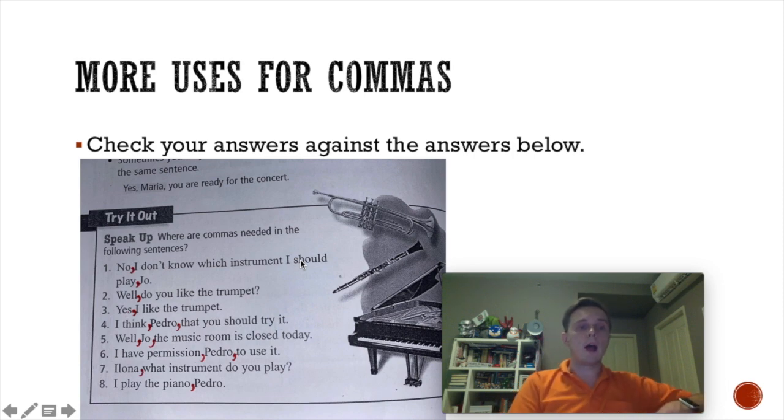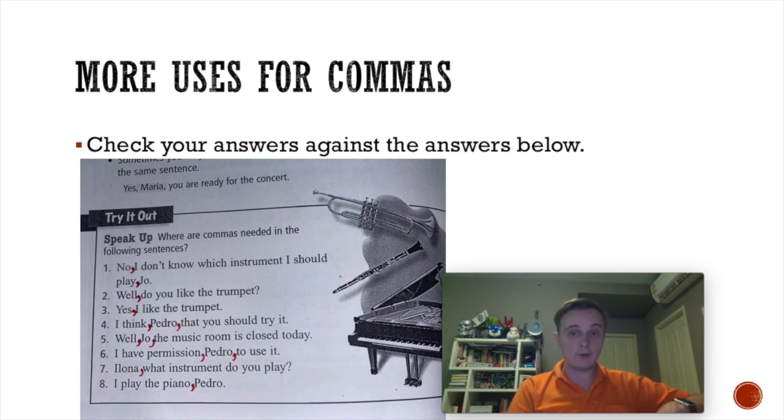Number 2, well, comma, do you like the trumpets? Number 3, yes, comma, I like the trumpets. Number 4, I think, comma, Pedro, comma, that you should try it. Number 5, well, comma, Joe, comma, the music room is closed today. Number 6, I have permission, comma, Pedro, comma, to use it. Number 7, Ilona, comma, what instrument do you play? And number 8, I play the piano, comma, Pedro.